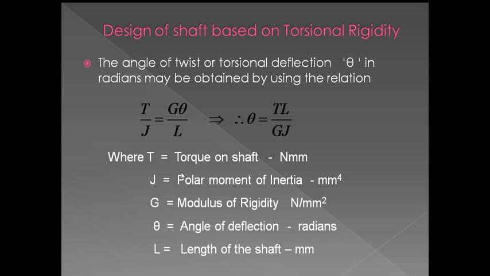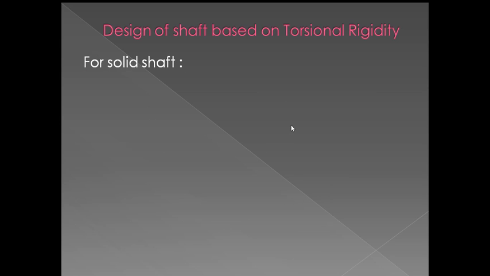How can you find the diameter of the shaft? Here T is the torque, and J is the polar moment of inertia of the shaft, that is pi by 32 into d to the power of 4. Knowing the value of J, you can find the value of D. So this is the design of shaft based on torsional rigidity. The important formula is T by J equal to G theta by L, and theta, the angle of twist, equals TL by GJ.